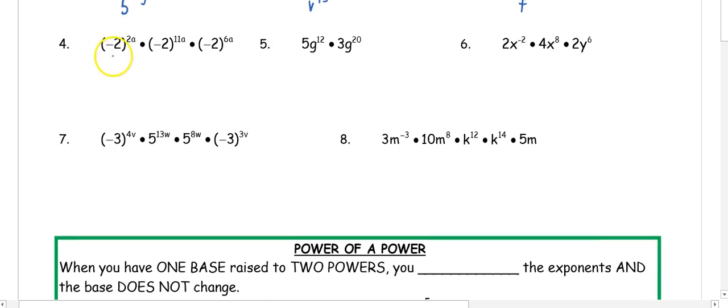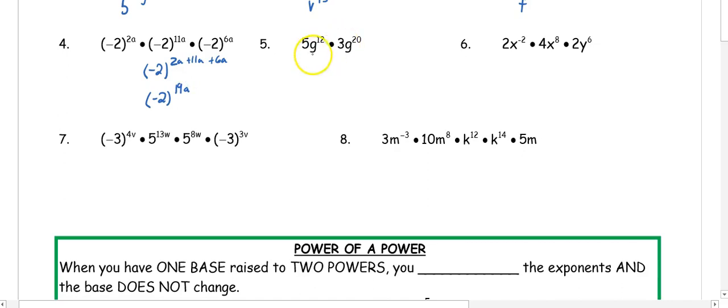Number 4, we have parentheses negative 2 to the 2a times parentheses negative 2 to the 11a times parentheses negative 2 to the 6a. So negative 2 is our base, and we're going to keep that in parentheses. And we're going to add those exponents. So 2a plus 11a plus 6a. So we have 2 plus 11 plus 6, which is 19a. So we have negative 2 to the 19a power.